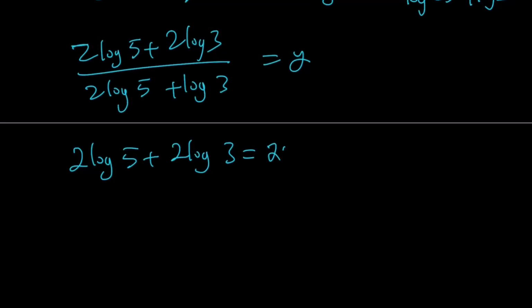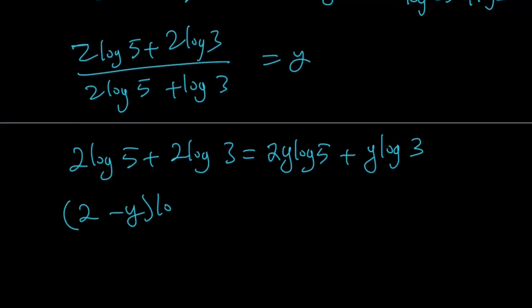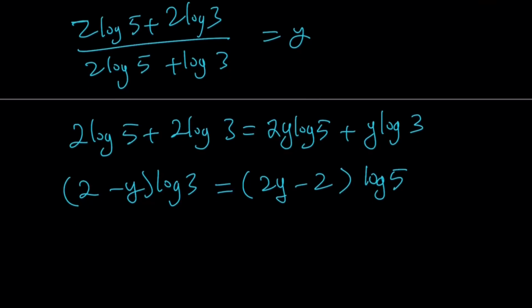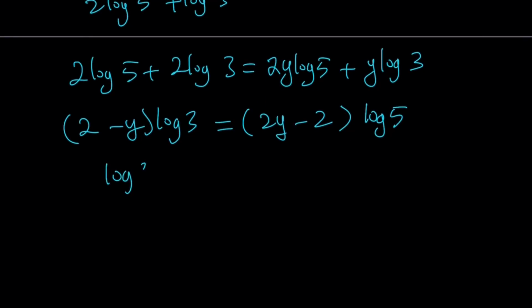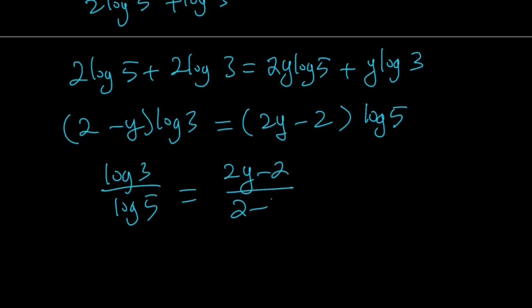All right. 2y log 5 plus y log 3. Since I'm trying to get the log 3 on the left-hand side, let's subtract y log 3. 2 minus y log 3 is what I have. And on the other side, I have 2y minus 2. Notice that the same coefficients are appearing because it's the same problem. So now, to get the log 3 over log 5, do the divisions, and you're going to get 2y minus 2 over 2 minus y.